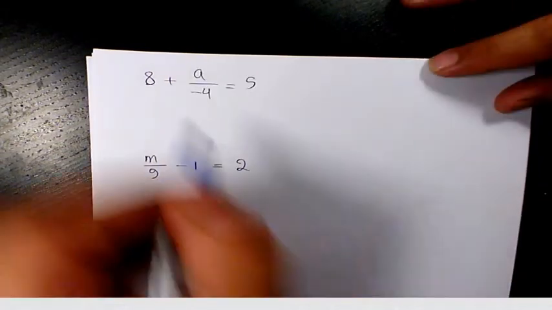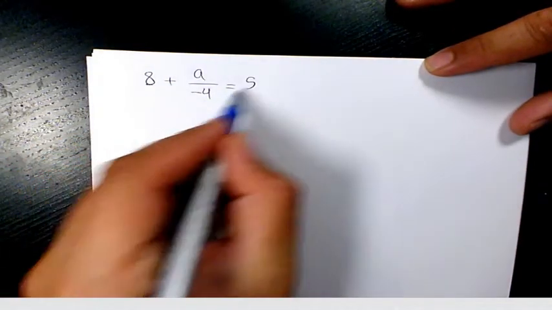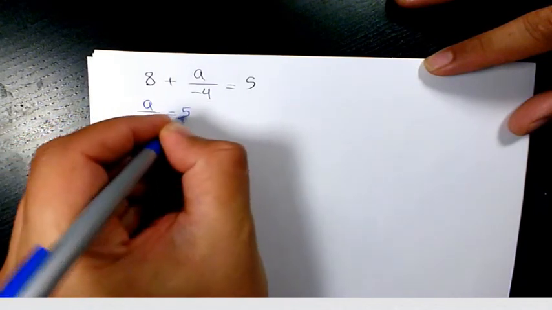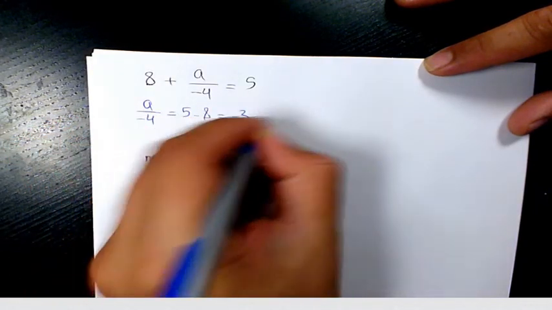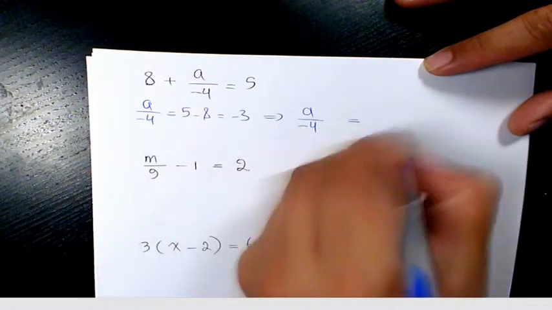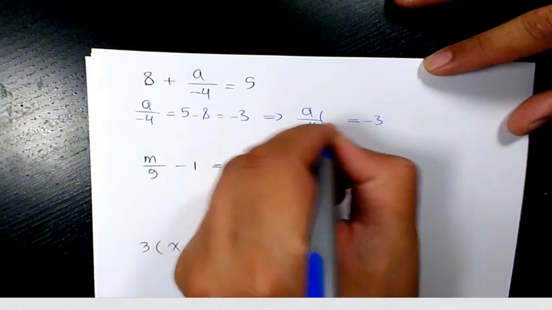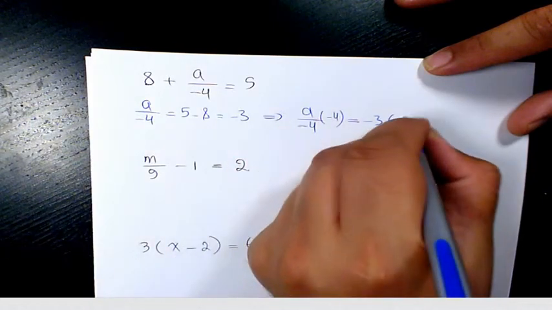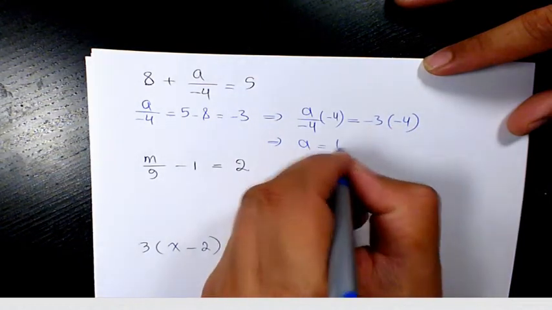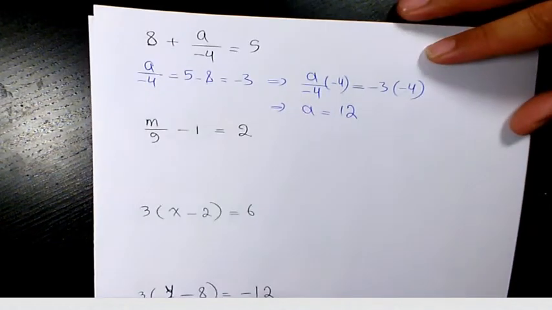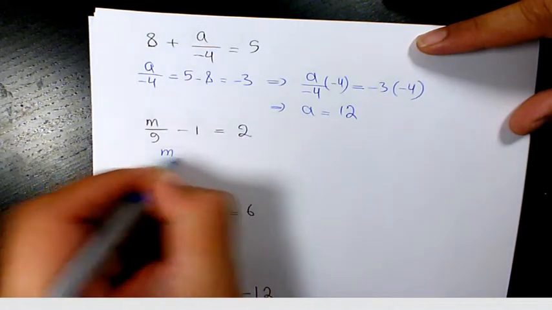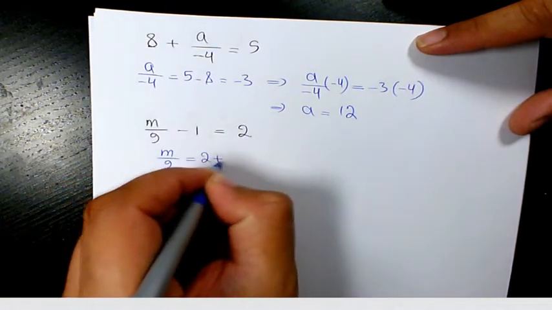Next one is 8 plus a divided by negative 4 equals 5. So a divided by negative 4 equals 5 minus 8, which is negative 3. So we have a divided by negative 4 equals negative 3. I need to multiply both sides by negative 4 in order to isolate a. So we have a equals negative 3 times negative 4, which is going to be 12. So a is 12. m over 9 minus 1 equals 2. So m over 9 equals 2 plus 1, which is 3.